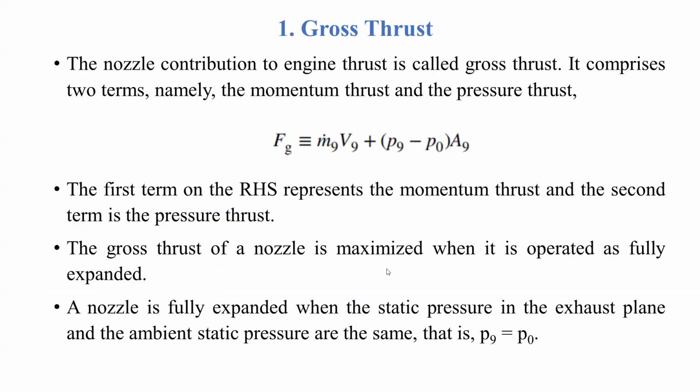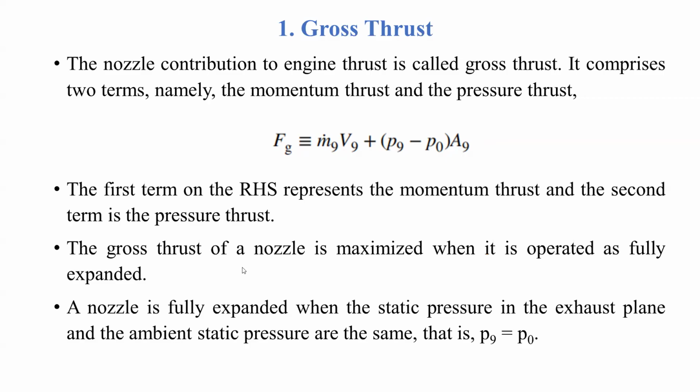So based on that, what is gross thrust? The nozzle contributes to engine thrust, which is called gross thrust, and it comprises two terms, the momentum thrust and the pressure thrust components. The first part indicates the momentum thrust at the exit of the nozzle, and the pressure thrust is the exit pressure minus the ambient pressure times the exit area.